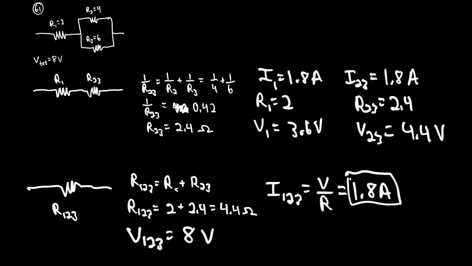Great. Now I go backwards one more step. What's changing between here and here? My R23 is now 2 resistors. How are those resistors connected? Parallel. In parallel, what stays the same? Voltage. So the voltage from the previous step stays the same in this step. What voltage was going through R23? 4.4 volts. So V2 and V3 are each 4.4 volts.